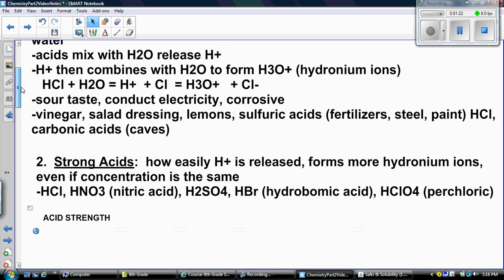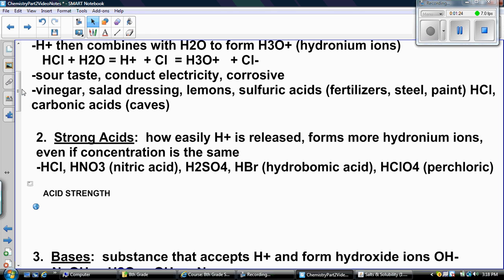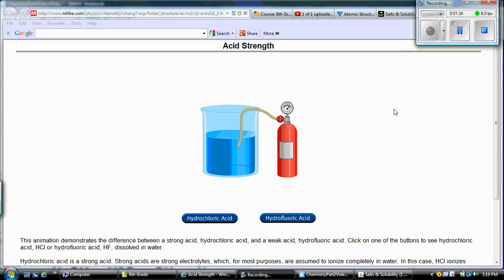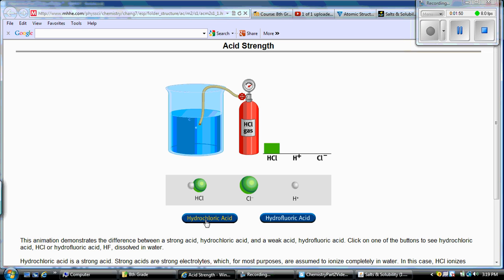Then we start looking into strong acids. This is how easy hydrogen ions are released to form hydronium ions, even if the concentration is the same. So I'm going to show you examples in a strong acid, hydrochloric acid, and a weak acid, hydrofluoric acid. Click on one of the buttons to see hydrochloric acid, HCl, or hydrofluoric acid, HF, dissolved in water. We're going to click on hydrochloric acid.